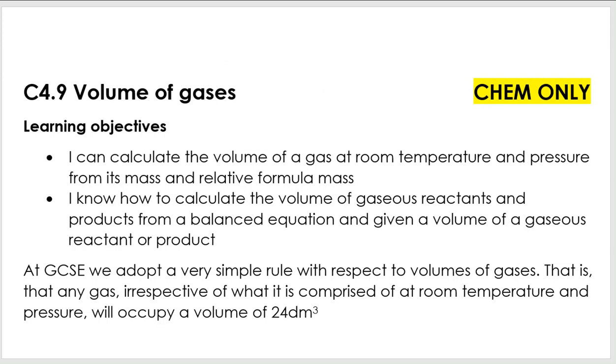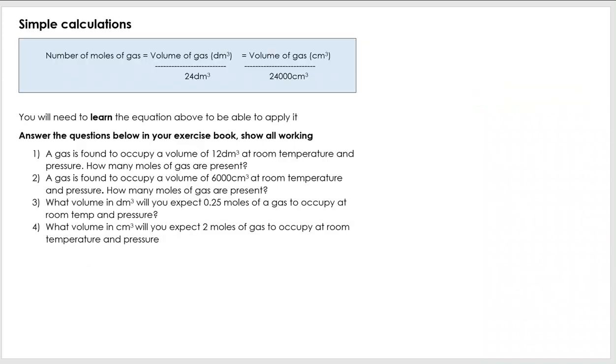In terms of what we're going to look at here, we need to be able to calculate the volume of a gas at room temperature and pressure if we're provided with mass and relative formula mass. There is a really simple rule that we use at GCSE, which gets slightly more complicated at A level. At room temperature and pressure, or standard temperature and pressure, 1 mole of any gas will occupy a volume of 24 decimeters cubed. So with that in mind, and with the blue box here, have a go at answering the questions below.